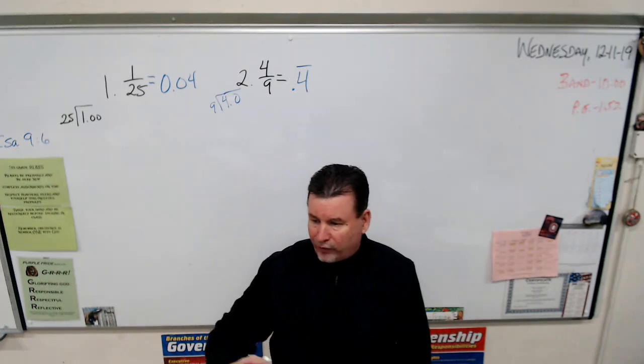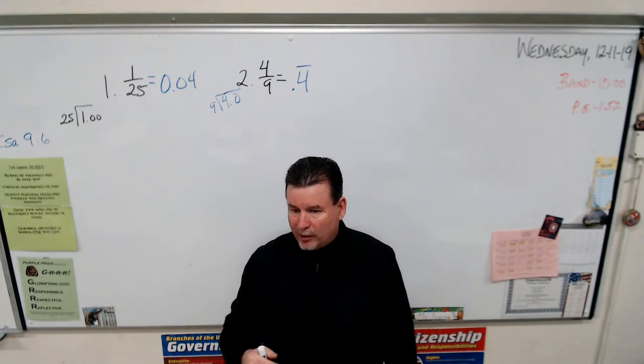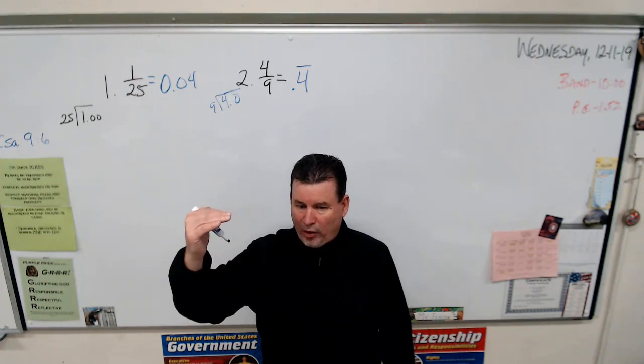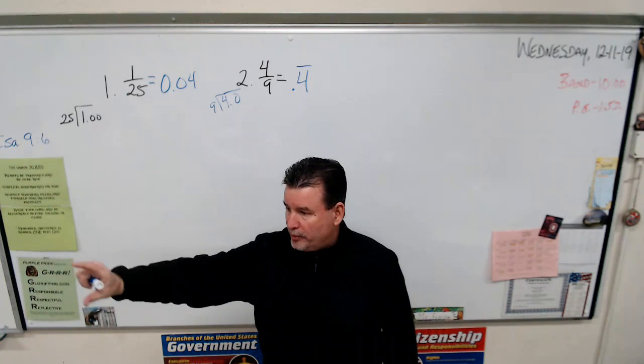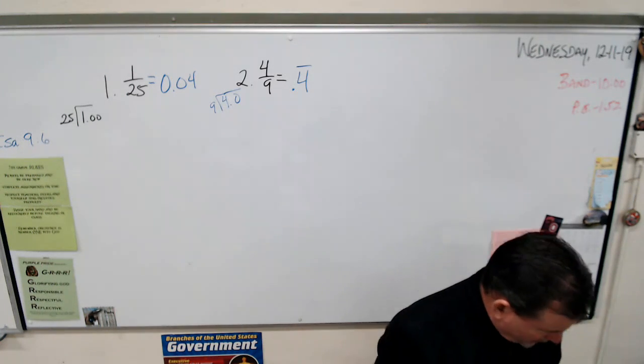And from now on, forever, the rest of your life, Kiera will never forget that for all fractions with 9 as the denominator, the numerator just repeats when she changes it to a decimal.